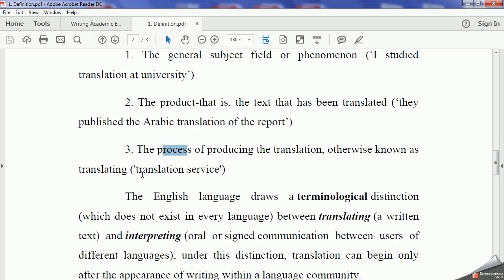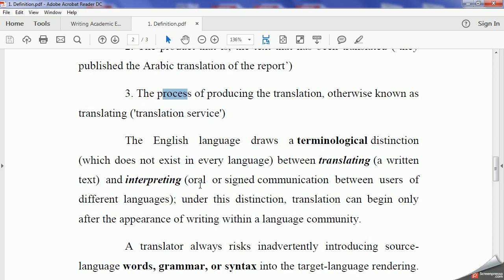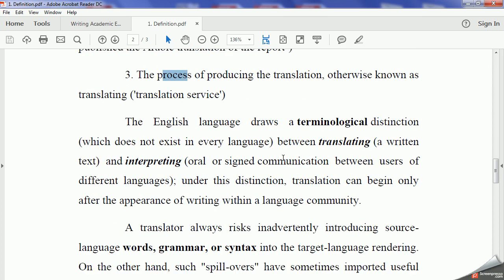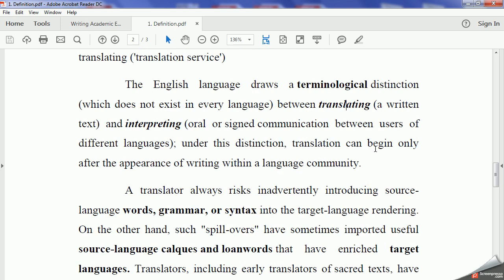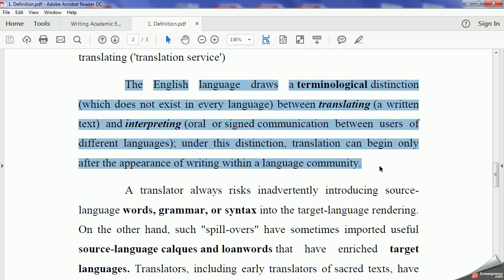The process known as translation services. The English language draws, this is important, a terminological distinction between translating and interpreting. Translation is a written text, while interpreting is oral or signed communication between users of different languages. Under this distinction, translation can begin only after the appearance of writing within a language community. So the student should be familiar with the terms translating and interpreting.